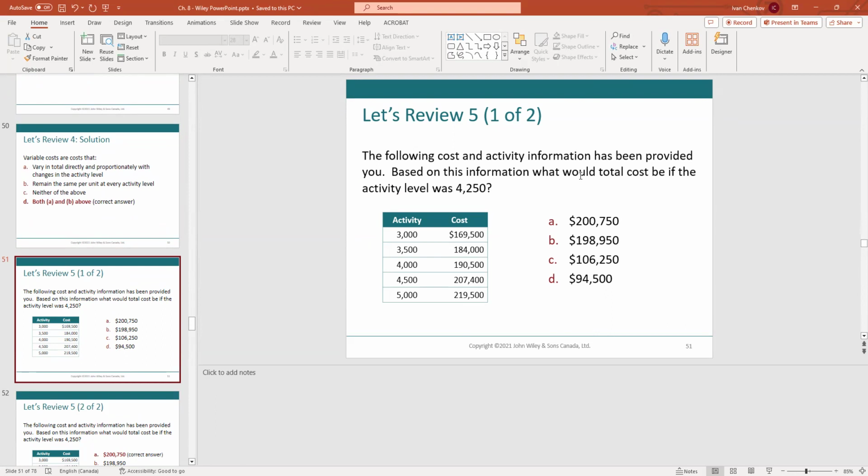So with this high and low method, following cost activity has been provided to you. Based on this information, what will the total cost be if the level of activity is 4,250?